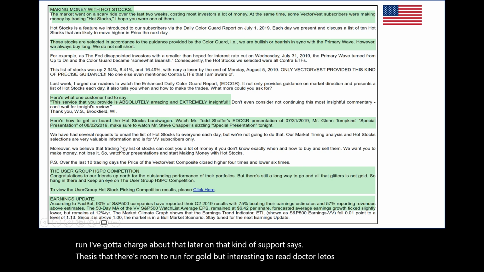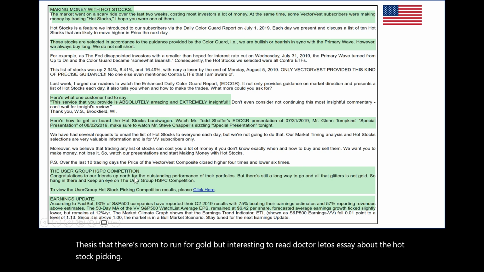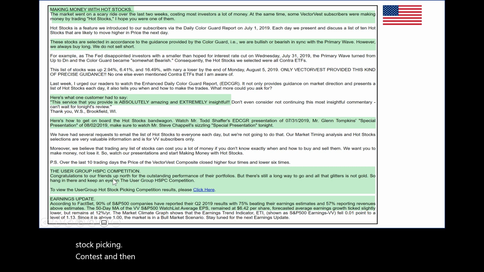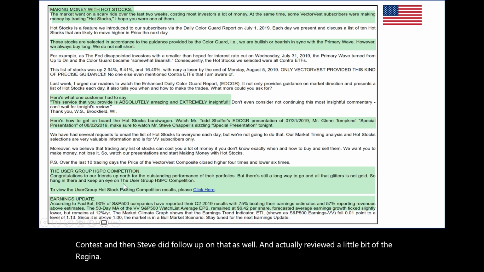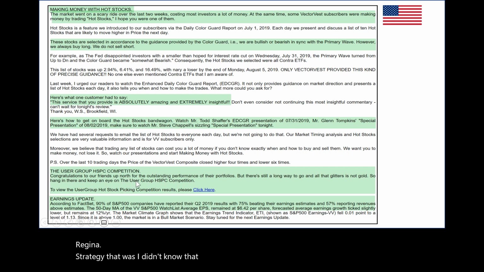But interesting to read Dr. Lito's essay about the hot stock picking contest, and then Steve did follow up on that as well and actually reviewed a little bit of the Regina strategy. I didn't know that was going to happen, but it was great.